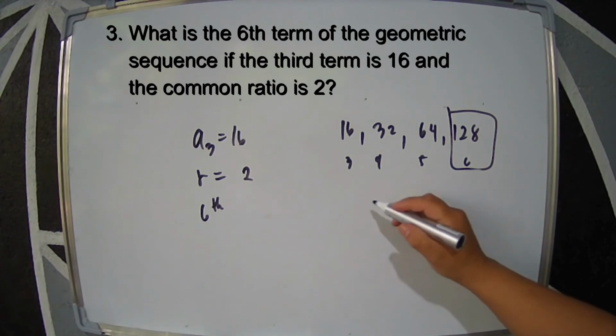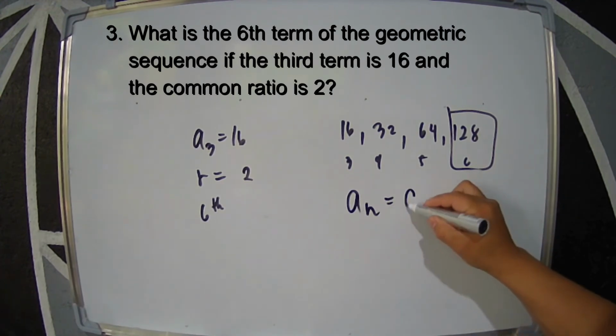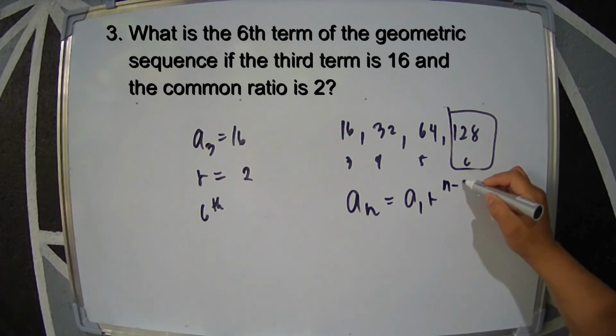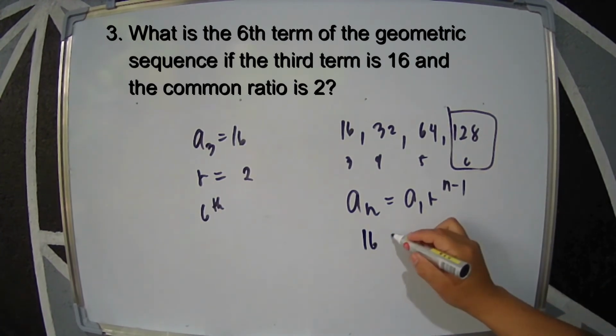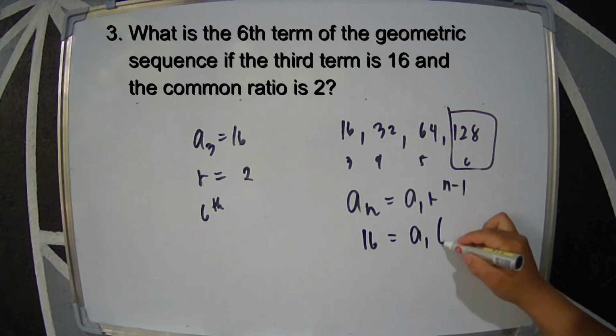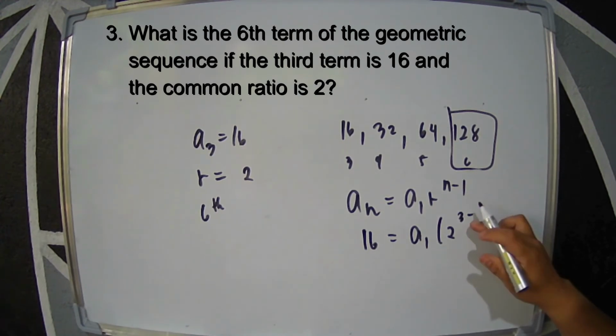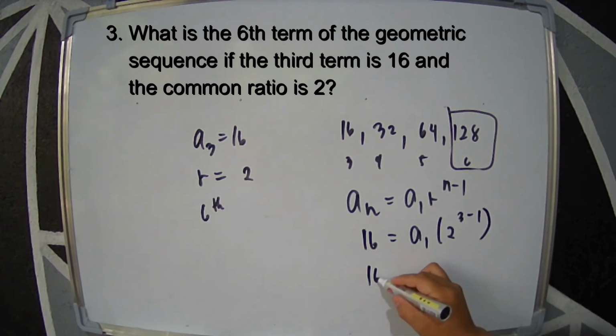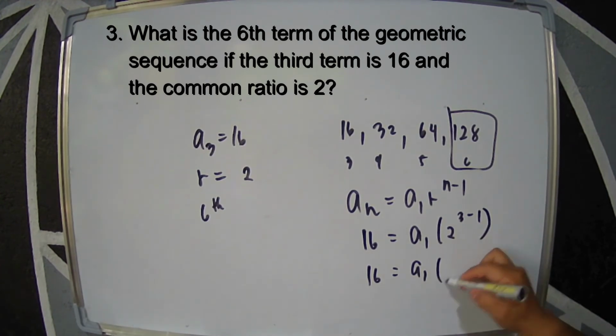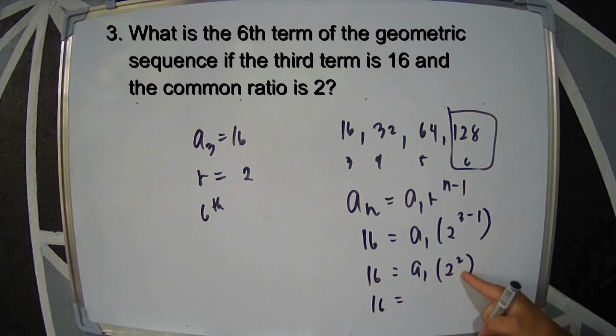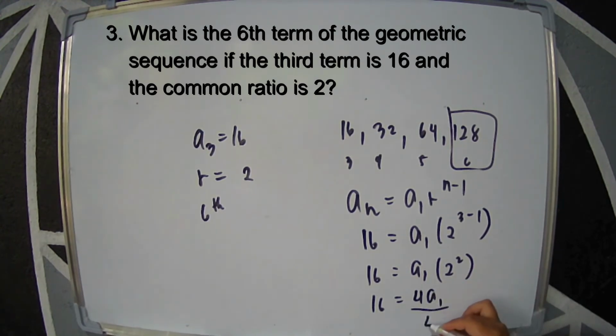Okay, so another way is by using the formula a sub n is equal to a sub 1 times r raised to n minus 1. a sub n is 16, a sub 1 is unknown, r is 2, n is 3. So 16 is equal to a sub 1 times 2 raised to 3 minus 1. 3 minus 1 is 2, so that's 2 raised to 2, which is 4. That's 4 times a sub 1. Divide both sides by 4, cancel. So we have now a sub 1 as 4.